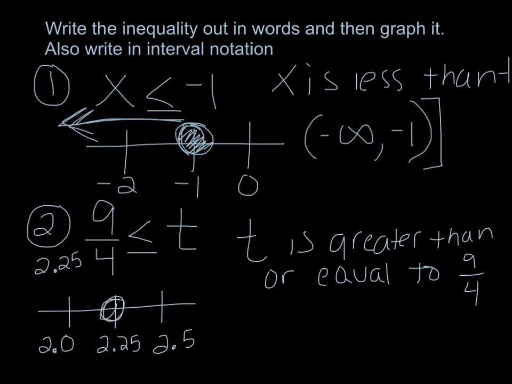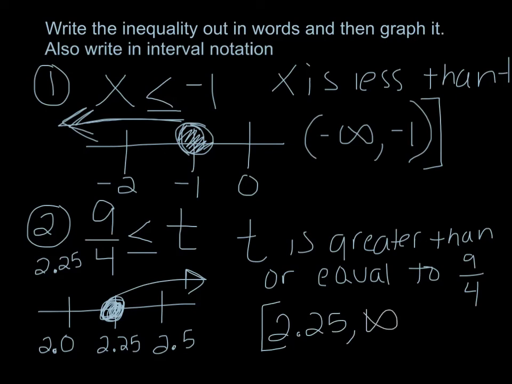Okay, we're going to have a closed circle because it's greater than or equal to, and then t is greater than or equal to 9/4, so that means our line has to go to the right. Okay, so now this time when we're writing our interval notation, we start at the left of our graph, okay? So we always read from the left of our graph. This time on the first one we read from the left to the right, and it started at negative infinity. This time it's starting at 2.25, and it's a closed circle, so we're going to use a bracket, 2.25, comma, and then it goes to positive infinity this time. And remember, we use a parentheses next to the infinity symbol.